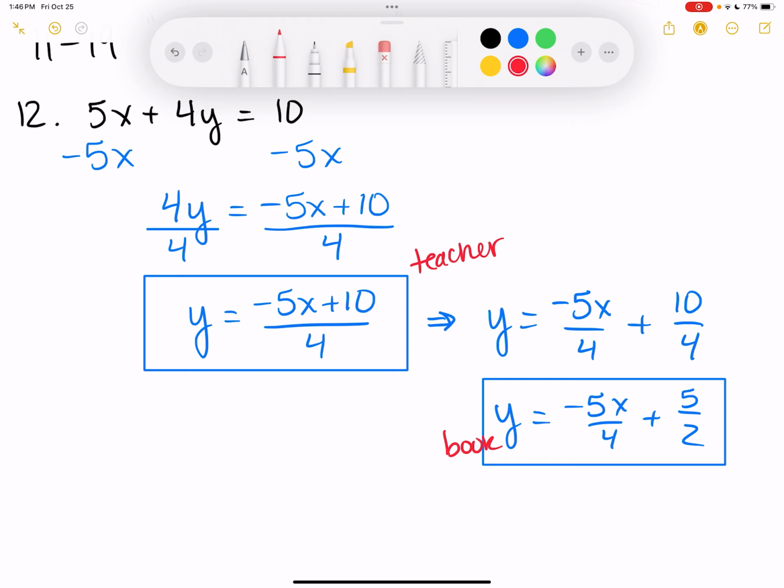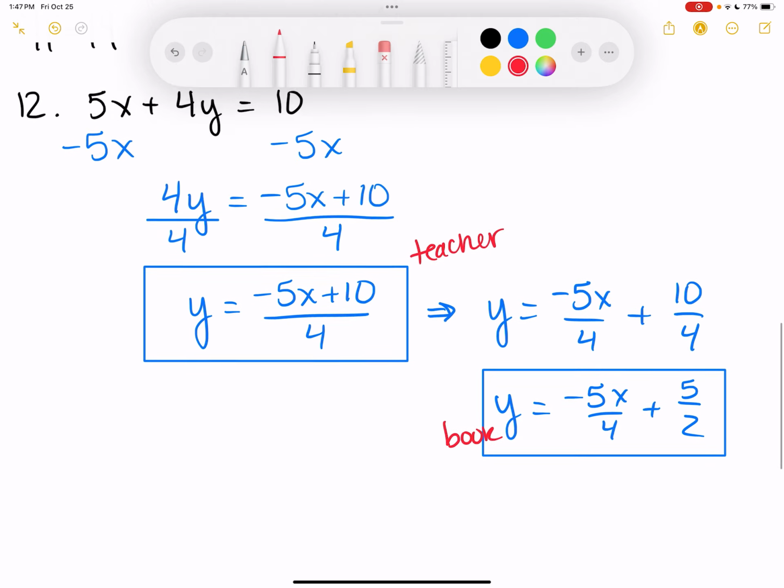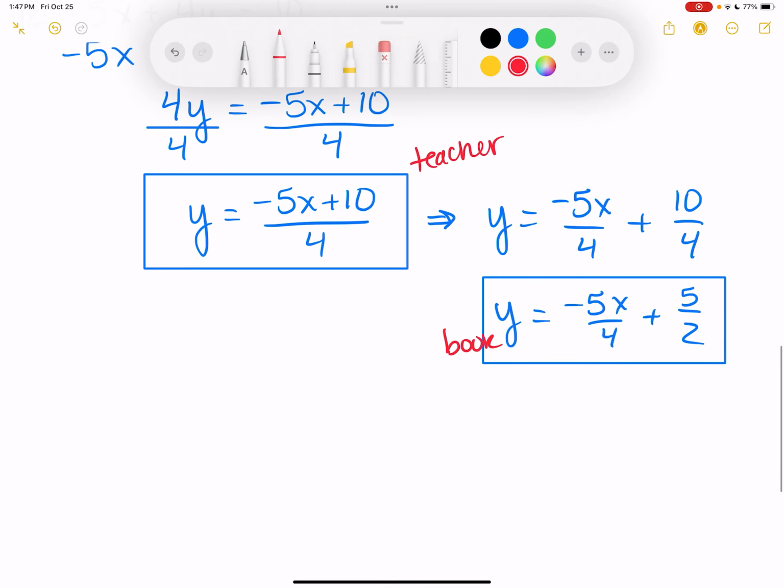You can actually figure out, there's actually an answer to that problem. X is 1 and y is 1.25. They just wanted to get y by itself. They didn't want the answer to y or x. Yeah, but it makes it easier for me.